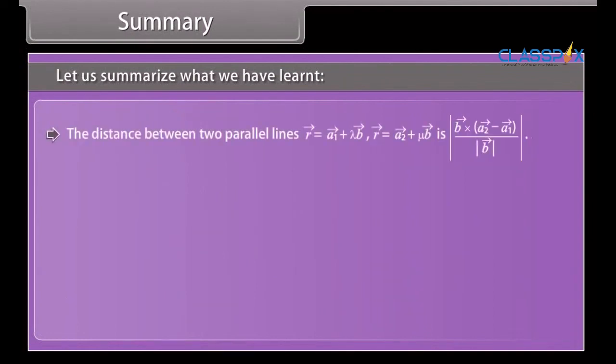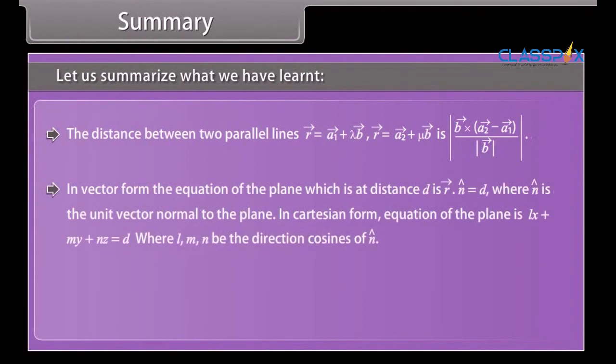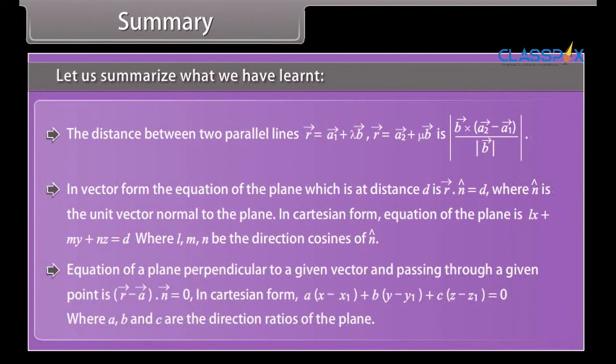The distance between two parallel lines is given by the formula. In vector form, the equation of the plane which is at distance d from the origin is given by the formula, where cap n is the unit vector normal to the plane. In Cartesian form, the equation of the plane is given where l, m, n are the direction cosines of cap n. The equation of a plane perpendicular to a given vector and passing through a given point is, in Cartesian form, given by the formula where a, b and c are the direction ratios of the plane.